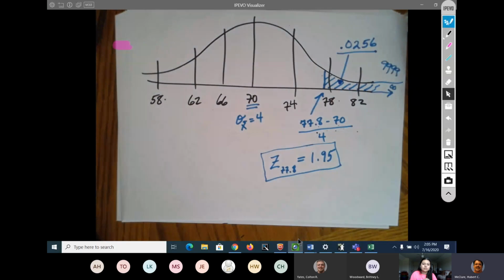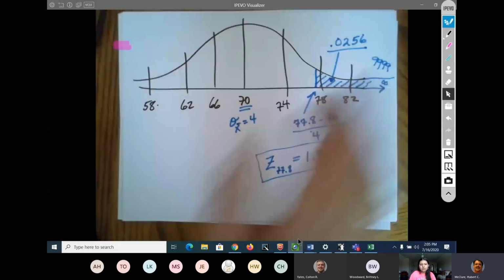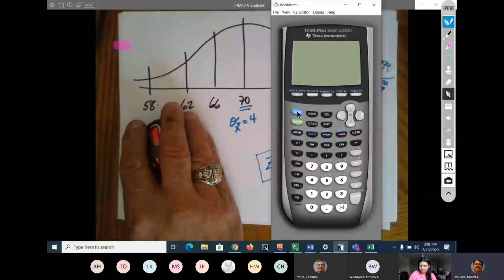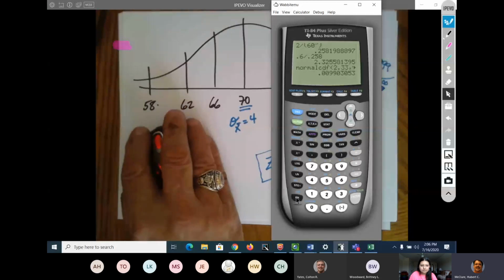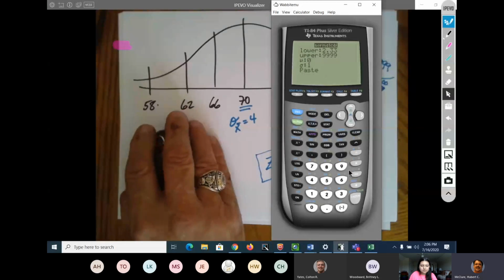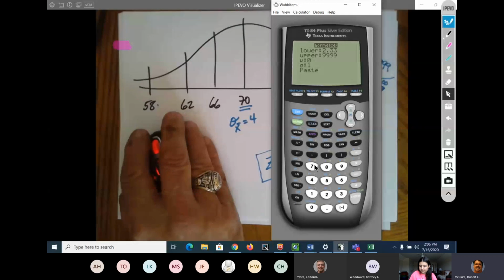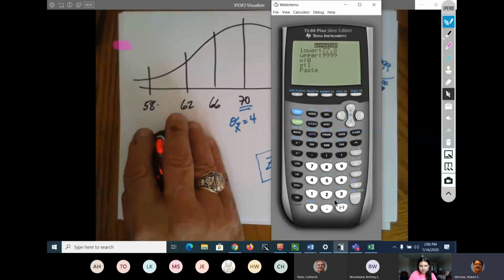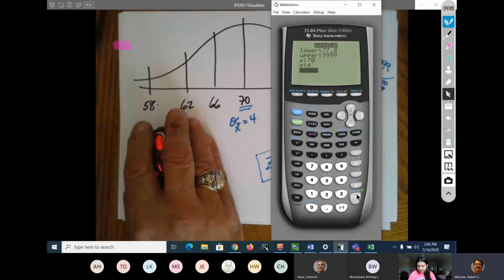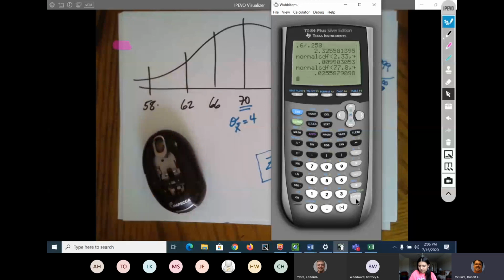Hubert, is there any way you can do it in the new calculator real quick? Yeah, I'm not getting the same thing. Okay, so take your handy dandy calculator. Second VARS, normal CDF. If you do it new, 77.8 to 9999. Mu is 70 and 4. 0.0256. Okay, thank you.